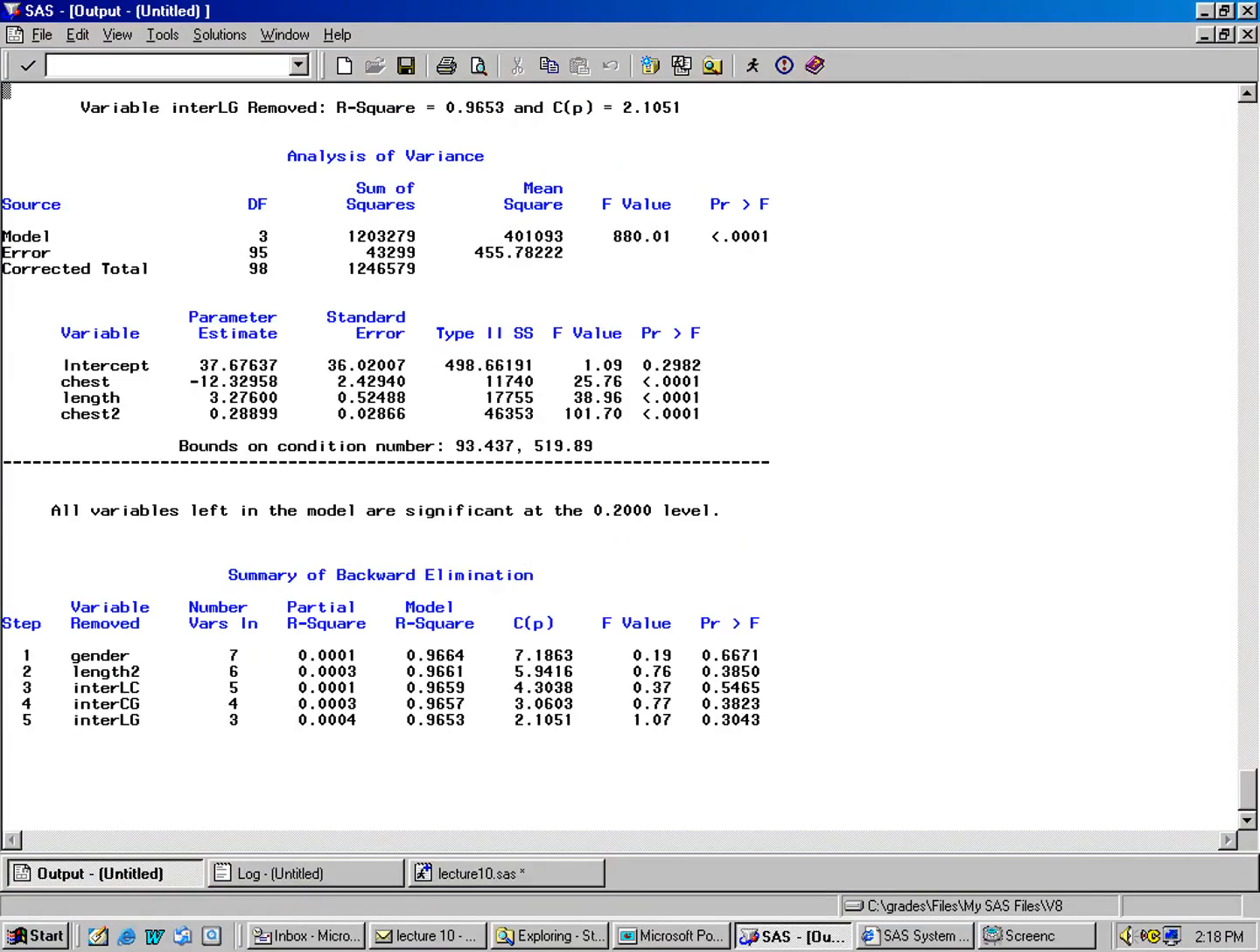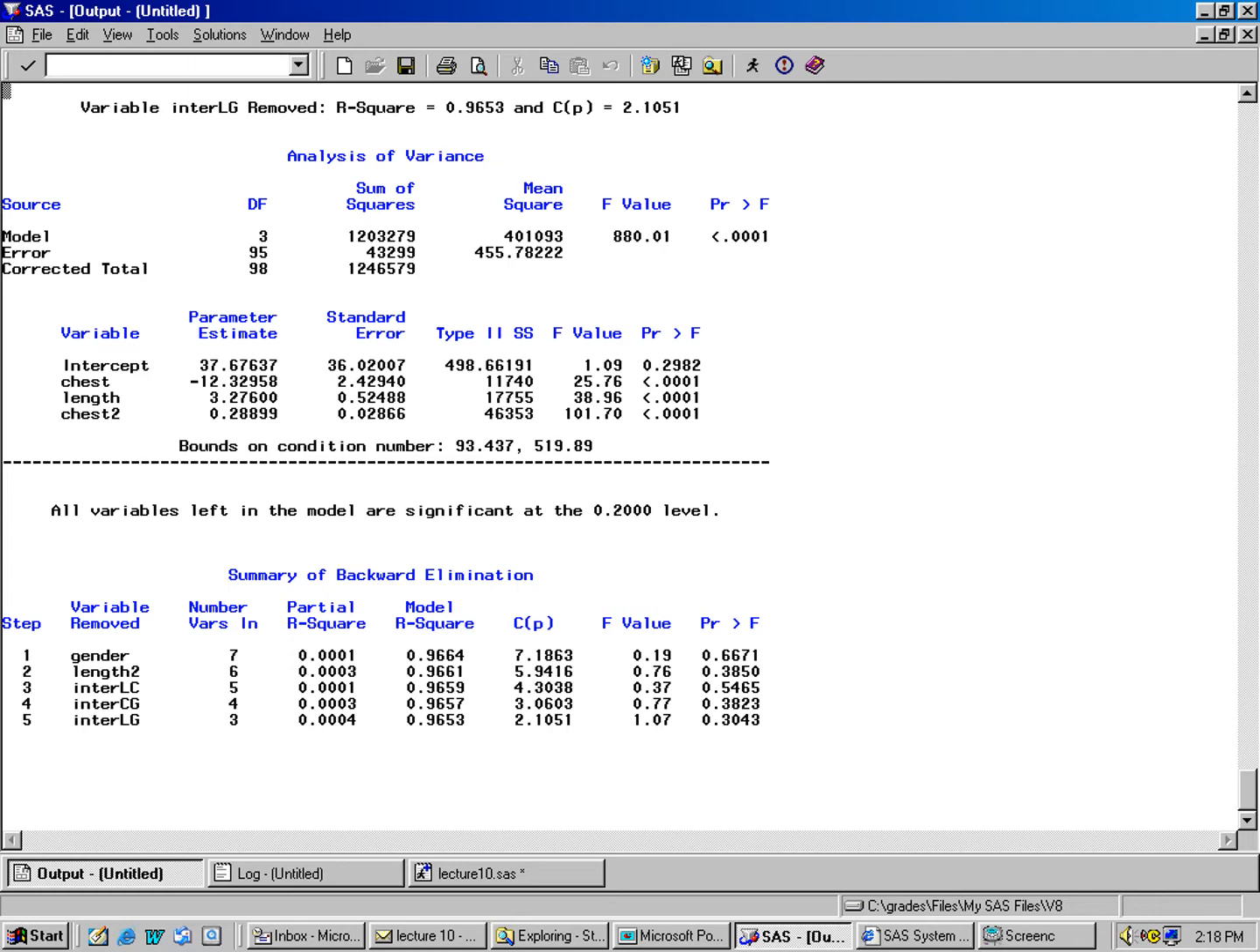And you get the idea, I hope. I think I cut out a screen or two. But SAS kept removing variables until eventually the only remaining variables were chest and length and chest squared. And all 3 of those variables we can see are actually highly significant.